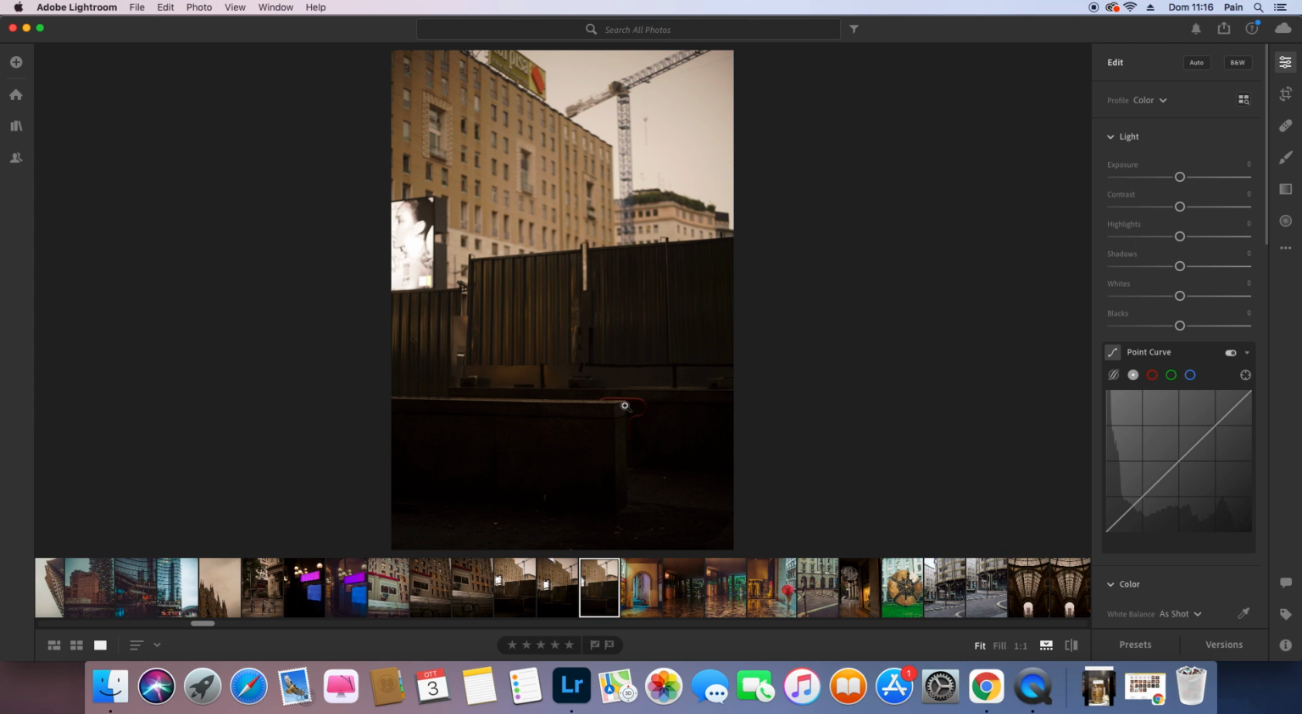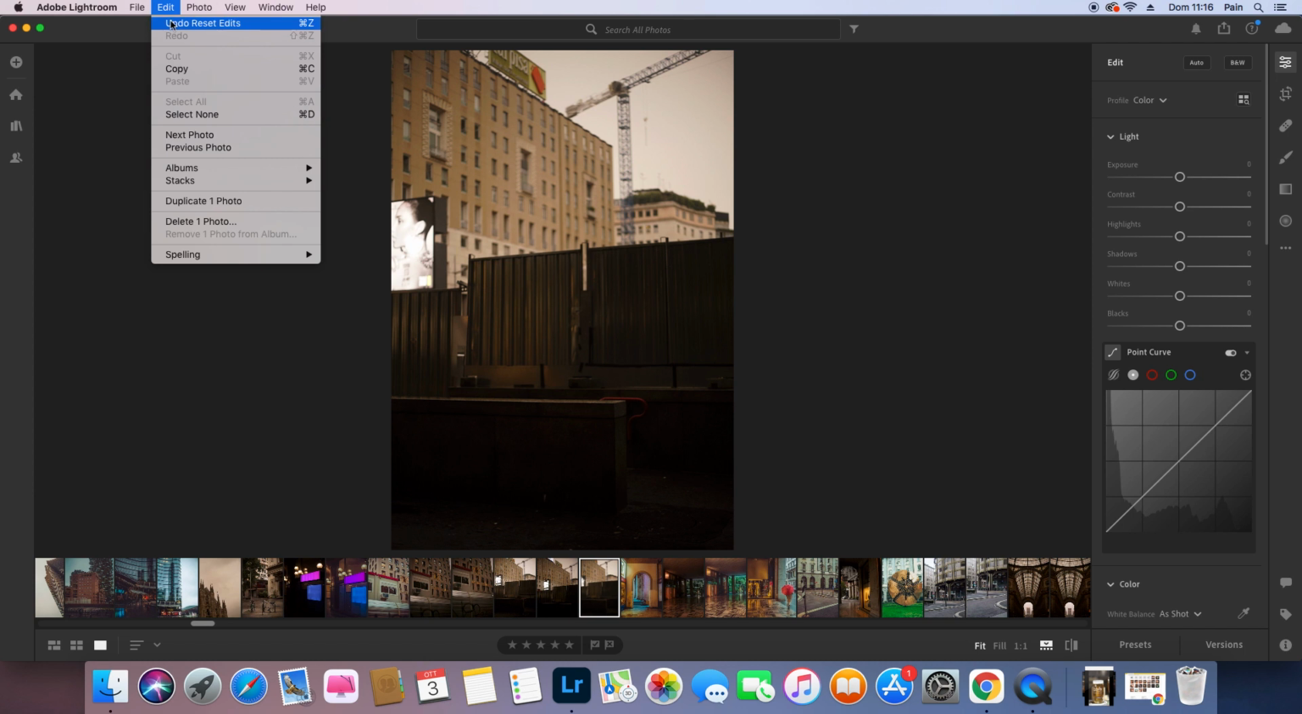This is the entrance of the subway in Milan, and it was a rainy day, so you see that the light was pretty bad. I didn't have much mood around me, so I show you the final result, and we can see what I did. So this is my edit of the photo.